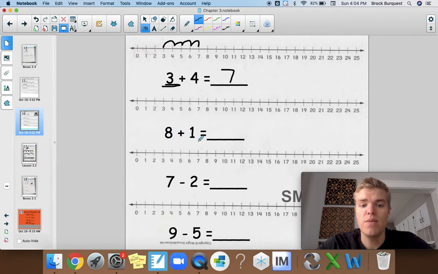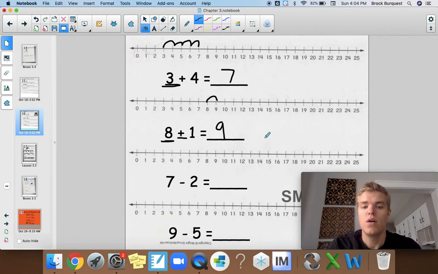Okay? Now, 8 plus 1. We're going to start on 8. And because we're adding, we're going to go to the right or go to higher numbers. Okay, so I'm going to start on 8 right here and count up 1. 1. 8 plus 1 is 9.